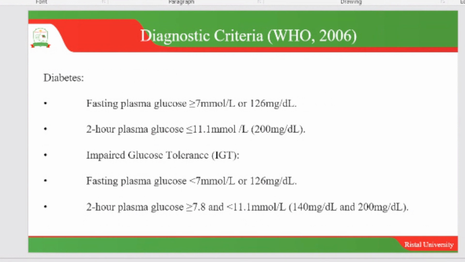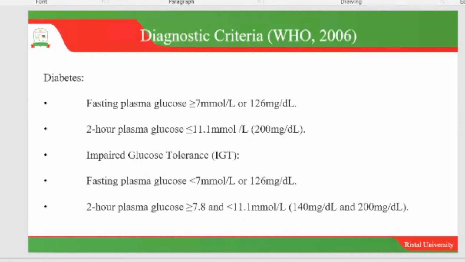So in people who are non-diabetic, the glycosylated hemoglobin will be 4 to 6%. For those who are diabetic, the glycosylated hemoglobin will be 6.5 to 7%. So levels above 7% indicate chronic or uncontrolled diabetes.